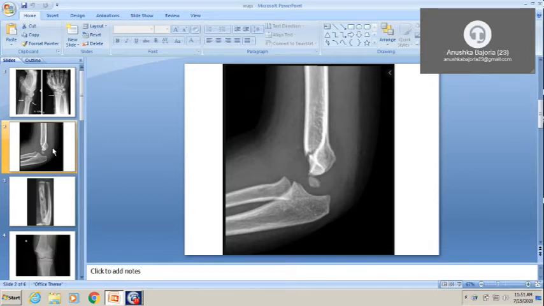Someone has written fat pad sign. Of course you can see the fat pad sign, but you have to describe everything from the first. Which part of the body does this X-ray depict, and what is the view? Whether it is an anteroposterior view, an oblique view, or a lateral view. So you start from there.